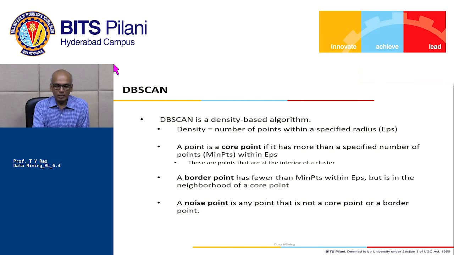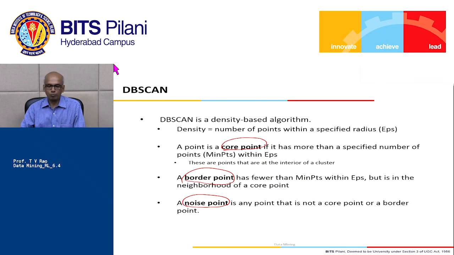DBSCAN defines three types of points. One is considered a core point, another is considered a border point, and the third is considered a noise point. It is considered a core point if it has the minimum number of points within its epsilon radius. It is considered a border point if it is within the epsilon radius of one of the core points, but does not have the minimum number of points within its own epsilon radius. And it's considered a noise point if it is neither a core point nor a border point.